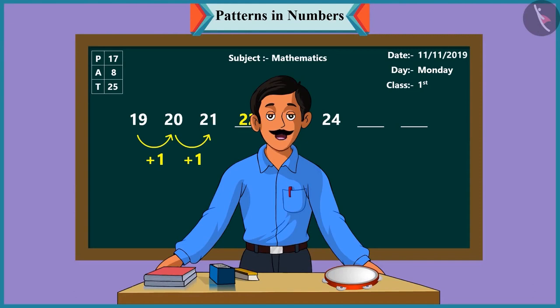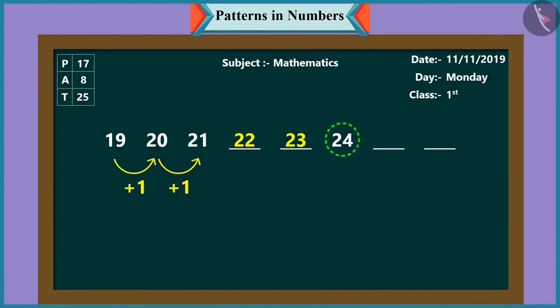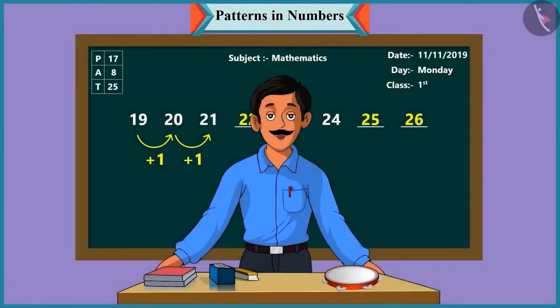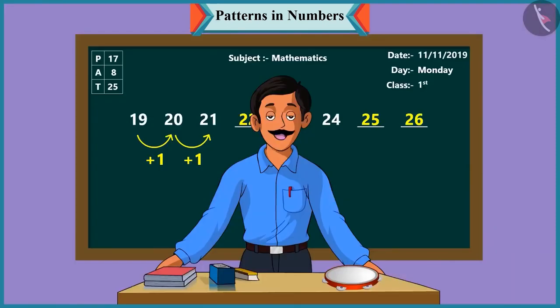Come, Pinky, now it's your turn. You take this pattern forward. In this pattern, after 24 comes 25 and after 25 comes 26. Very good, Pinky. So children, are you having fun playing this pattern game of numbers? Yes, sir. It is a lot of fun.